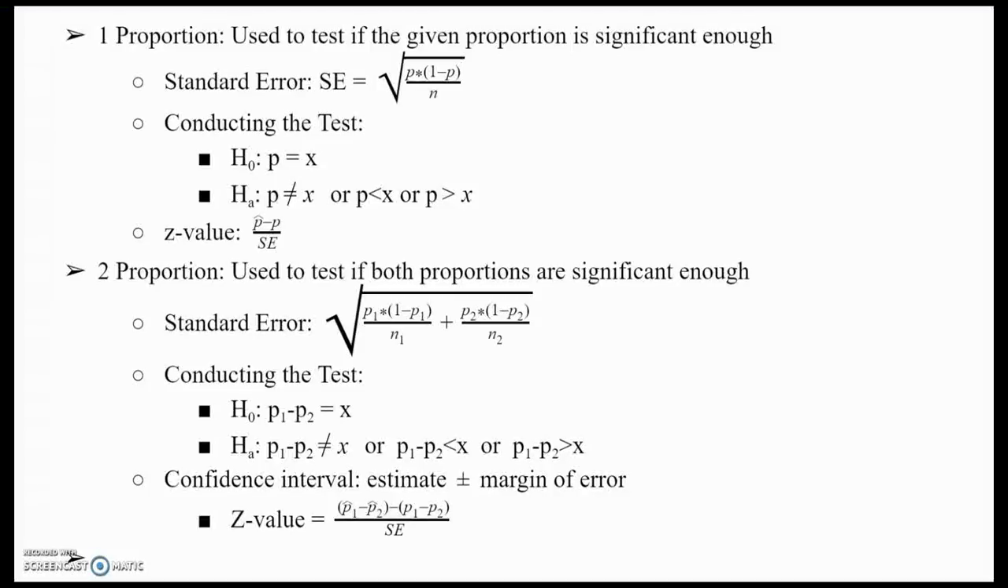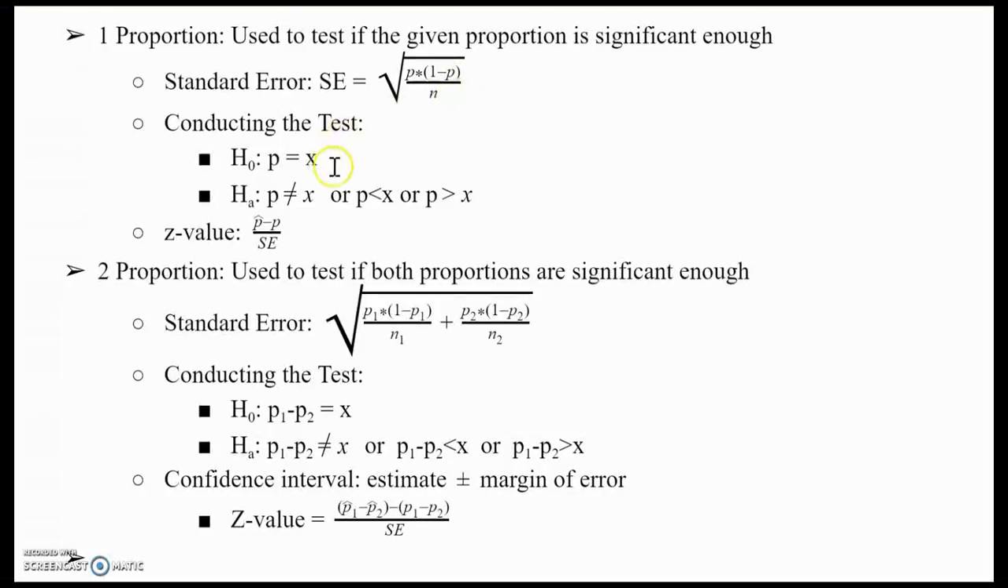Confidence intervals, we have one proportion and two proportions for hypothesis testing. So one proportion is used to test whether the given proportion is significant enough. Again, your standard error will be the same thing. It's p, q over n, all square rooted.